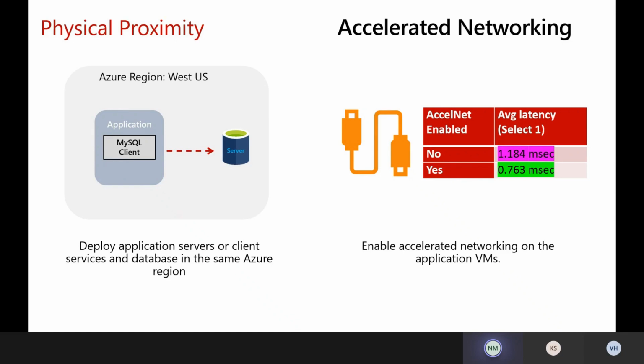Second is accelerated networking, something that is available with Azure VMs. If you enable accelerated networking, for example, the benchmarking here shows without having it enabled, the average latency is 1.1 milliseconds. But if you enable it, it goes down to 0.7 milliseconds. So even a reduction of, let's say, 30%, if you look at it in a bigger picture where maybe there are millions of transactions coming from this application to this database, you actually save a lot and you can really provide a much better experience to your end user, right?